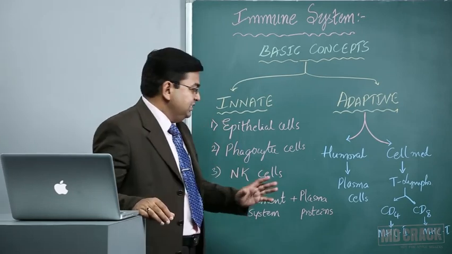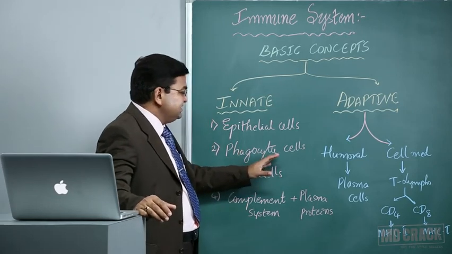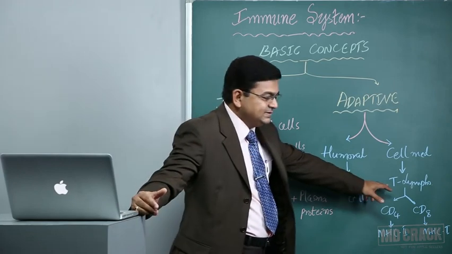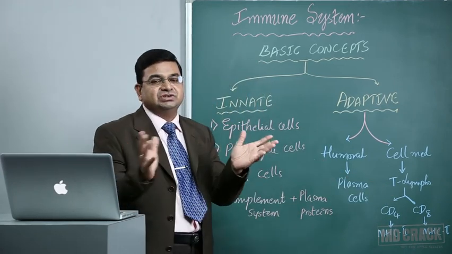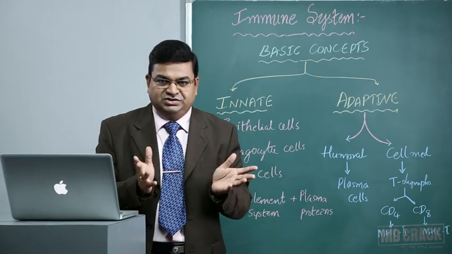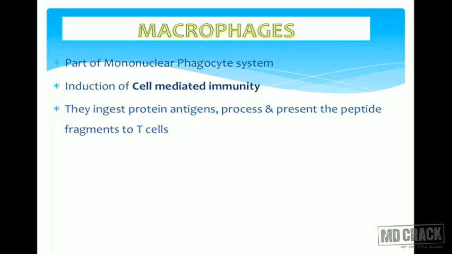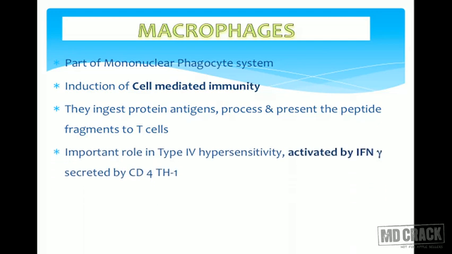But as such, in the body, the phagocytic cells get activated by T lymphocytes, and T lymphocytes are activated by the macrophages. So there is a close cooperation between these two systems. Macrophages also play a role in induction of cell-mediated immunity. They ingest protein antigens, process them, and present the peptide fragments to the T lymphocytes. So with the help of T lymphocytes, the phagocytic cells are able to do the phagocytosis.